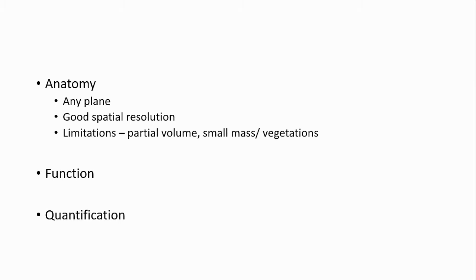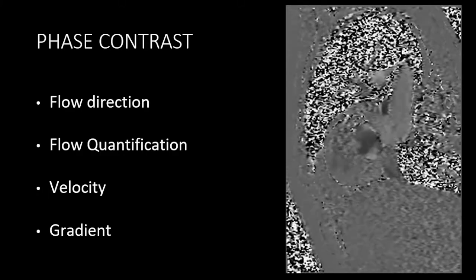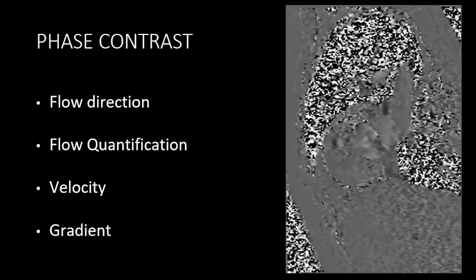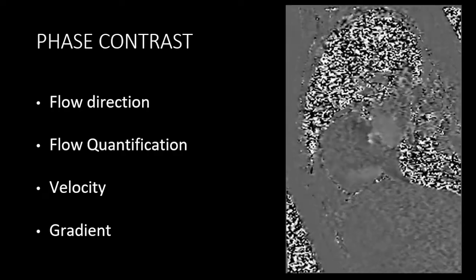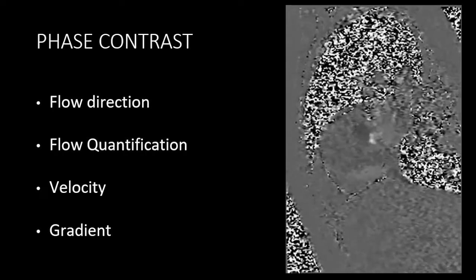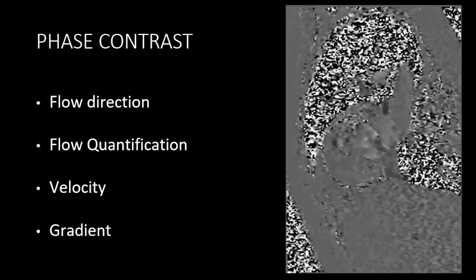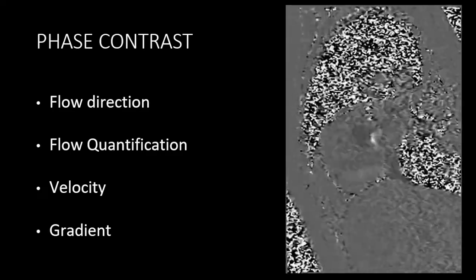For quantification of the valvular heart disease, one of the ways to quantify is to use phase contrast imaging. Phase contrast imaging across the valvular lesion gives flow direction, quantification, and also gives us the velocity, which may help in calculating the gradient.